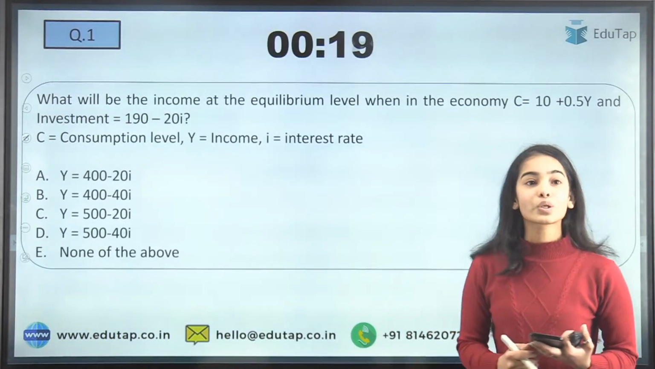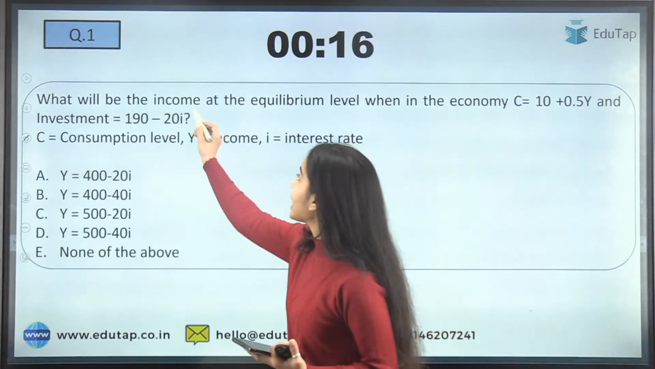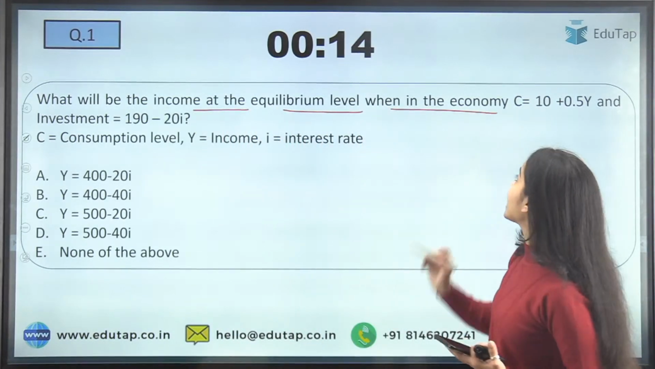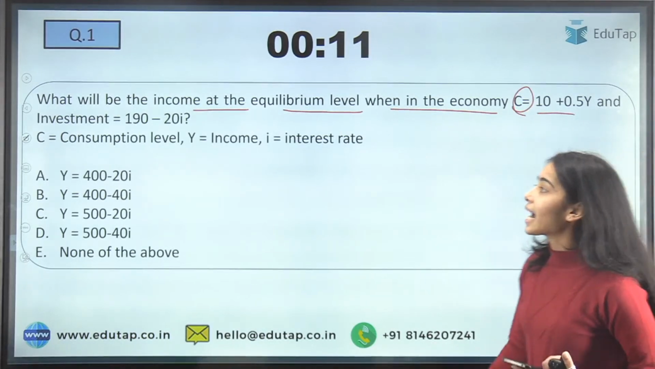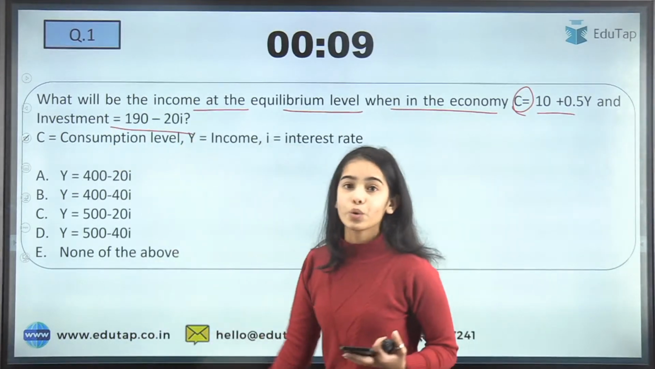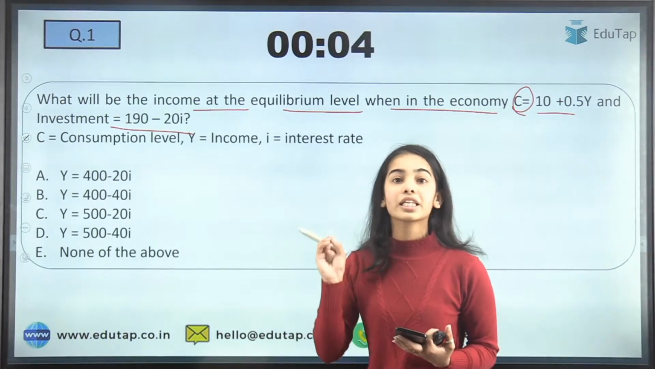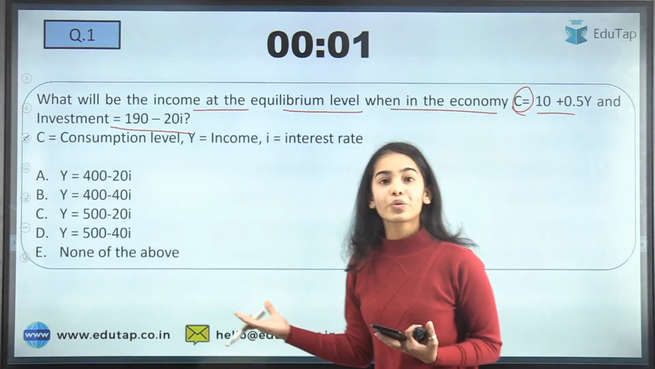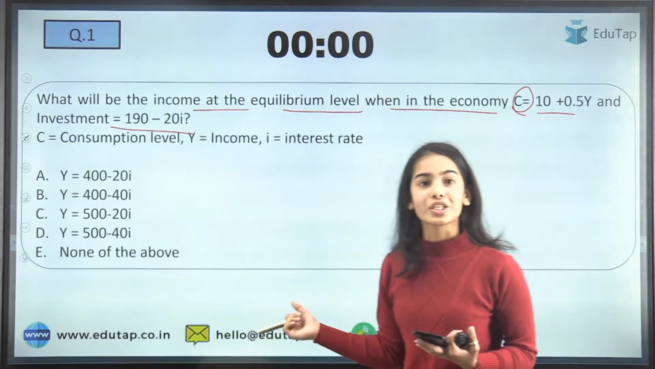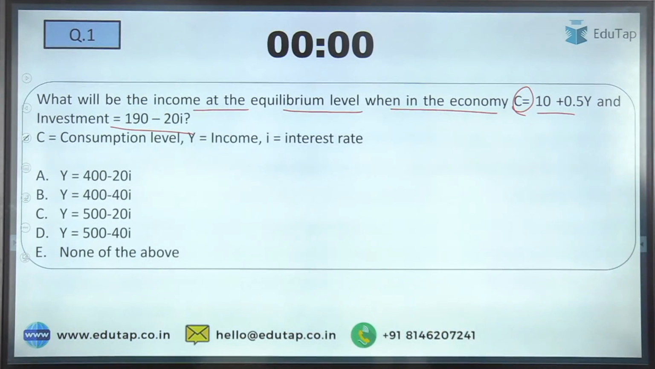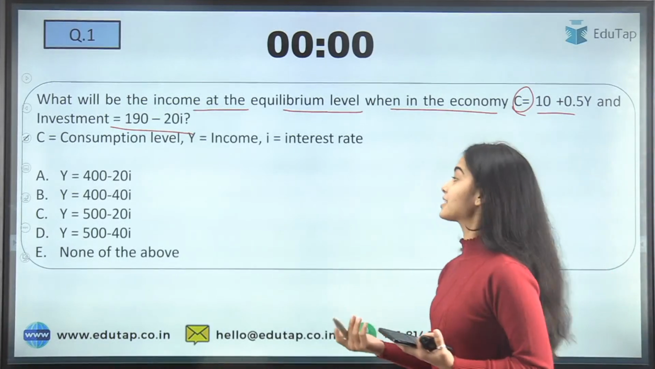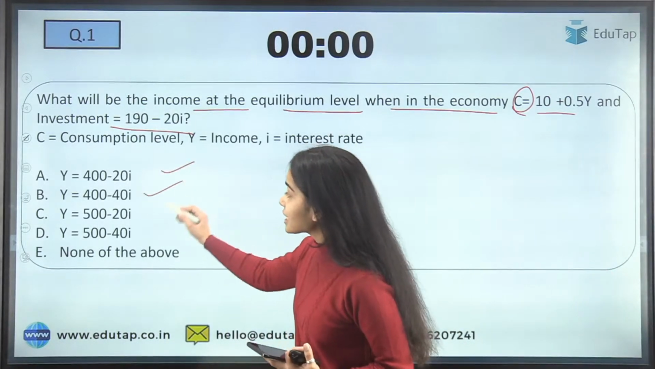So here is the first question: what will be the income at the equilibrium level when in the economy the consumption is this and the investment is this. So you have to tell what will be the level of income at the equilibrium level of the income. So try to give the right answer to this question. Should it be this or this or this?